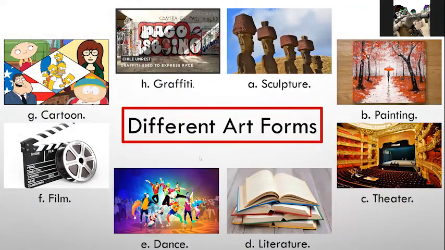So we can have many art forms. Okay. Podemos tener muchos tipos de arte. So we can use sculpture, painting, theaters. We can look up for literature. We can dance, films, cartoons, graffitis, whatever you want. Even we can add songs, poetry. What else? I don't know. There are a lot of ways to express art, okay?